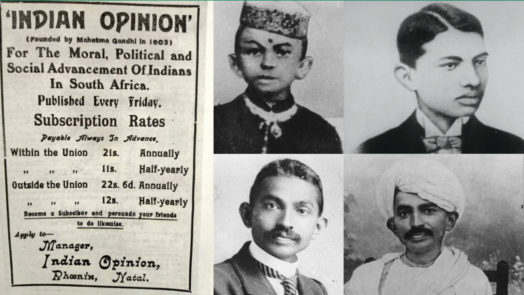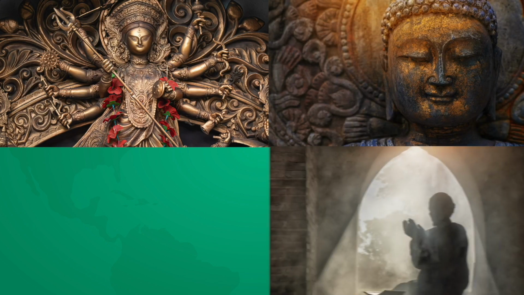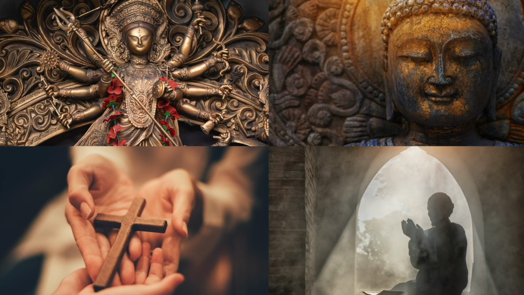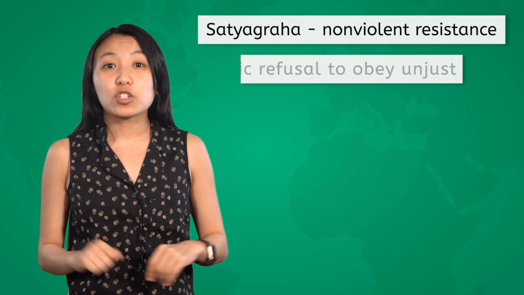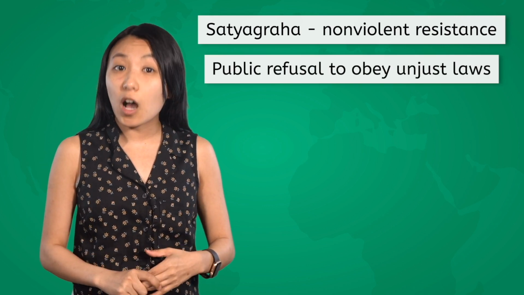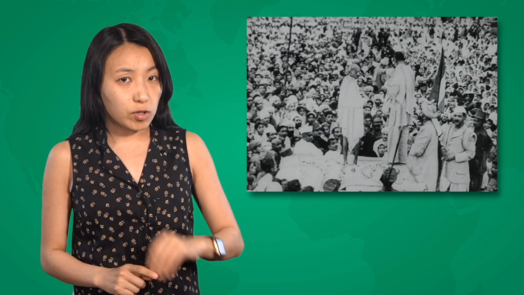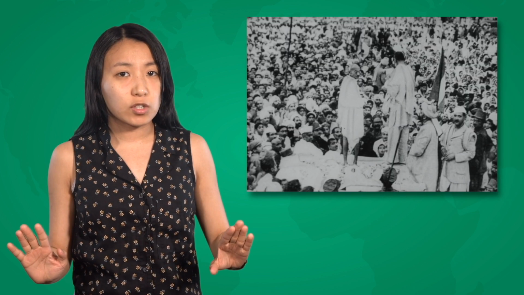His strong religious beliefs, which blended principles from Hinduism, Buddhism, Islam, and Christianity, would play a central role in the struggle against British rule. He persuaded the Indian National Congress, for example, to employ a strategy of satyagraha, or nonviolent resistance, which included public refusal to obey unjust laws. He also urged Indians to boycott British goods.